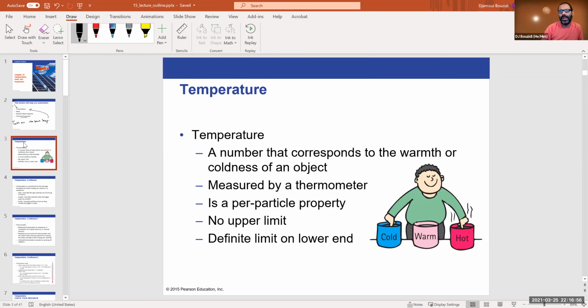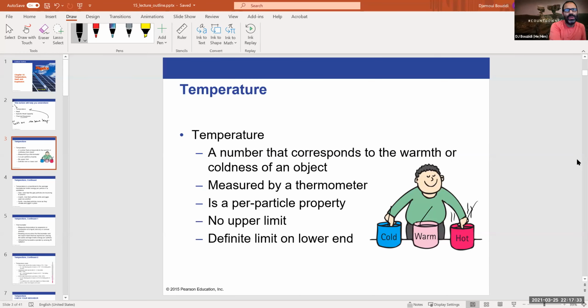So again, temperature is a number that corresponds to the warmth or the coldness of an object. We have that intuitive notion. We can basically feel it, and if we put a thermometer in this one in here, we're going to get a higher reading than this one. Obviously, this one is somewhere in between. So it's measured by a thermometer, it is a per particle property, with no upper limit and a definite limit on the lower end. So what does all of this mean?